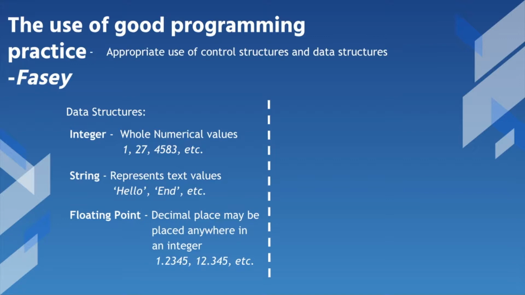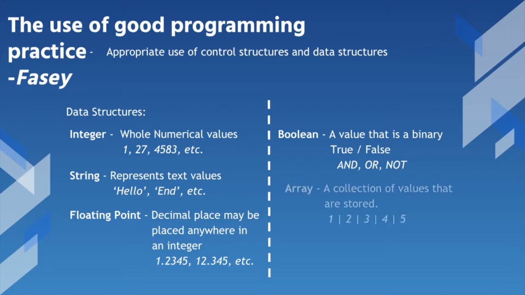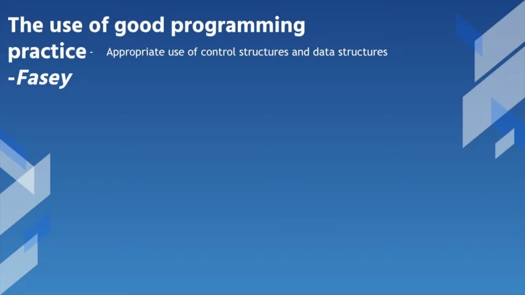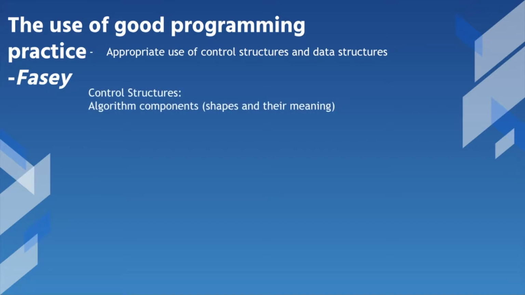12.345, and etc. And then here is a boolean that is a binary true or false, so that's and or not. And here is an array that is a collection of values that are stored and can be called on separately or collectively. And then there's also a record, which is a collection of data stored for use by a program.